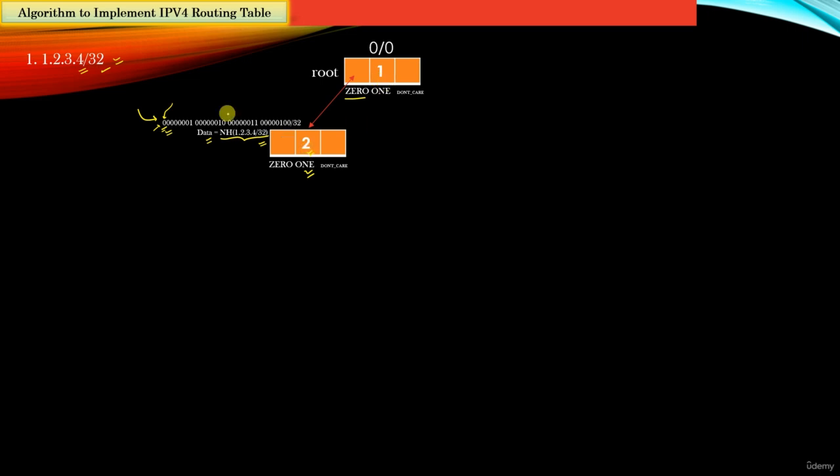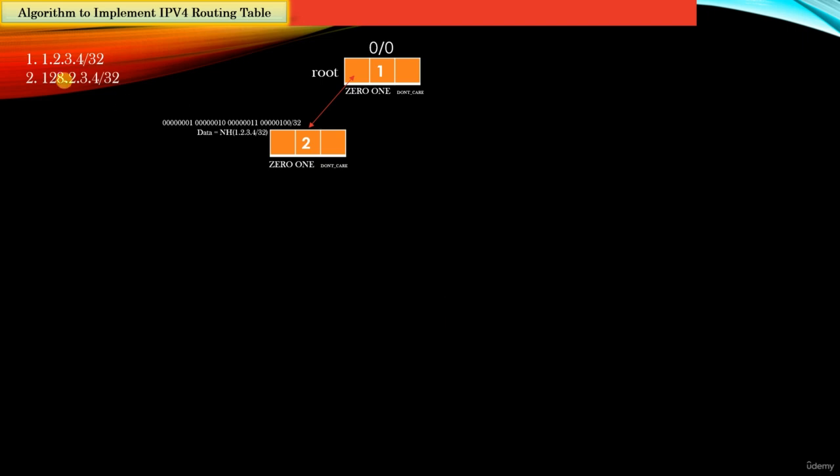For the node 2, this is the effective prefix, this is the prefix len, and this is the data part. Obviously all the children of the node 2 will point to null. And now the 0th child of the root node points to the node 2. With this, the insertion of this route is successful.